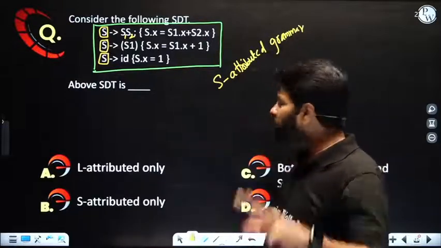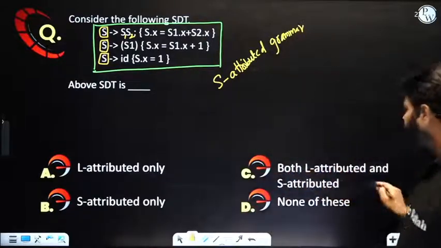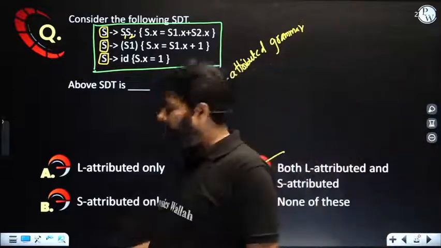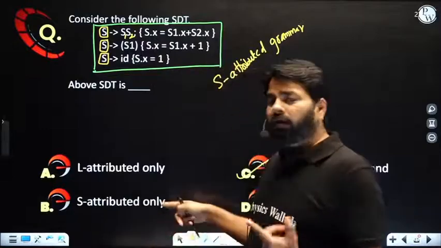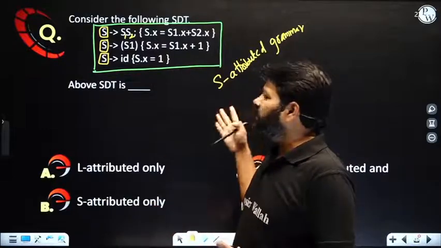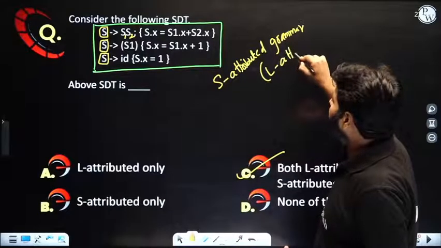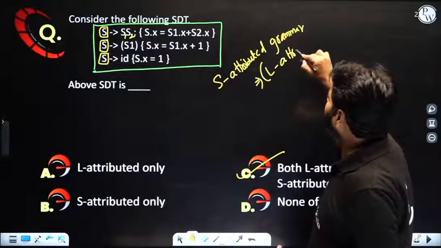When the grammar is S attributed, you will choose both L attributed and S attributed. Because I did not say anywhere S attributed only. If I said S attributed only, it means it is not L attributed. That's wrong, right? Every S attributed is L attributed. So definitely L attributed.